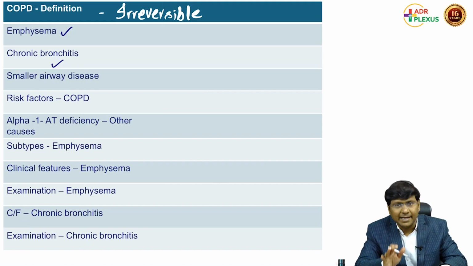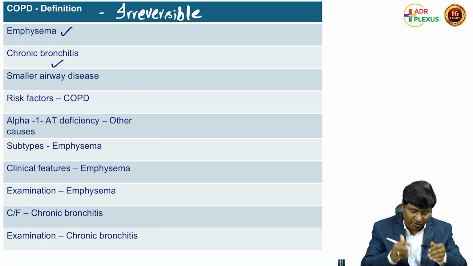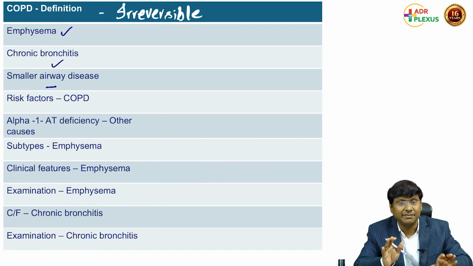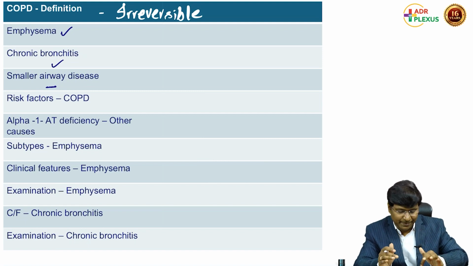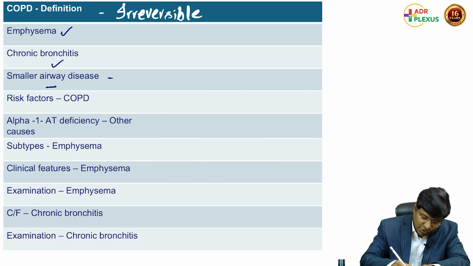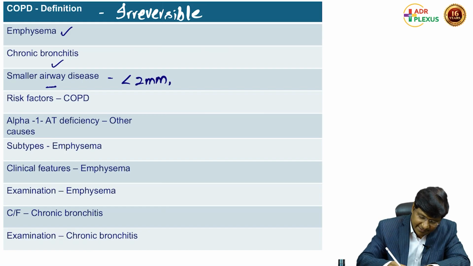Now you take the emphysema component first. But first of all, let me tell you, both your emphysema and chronic bronchitis, both of them, they are the smaller airway disease. The major site of obstruction in case of COPD will be in the smaller airways. Now what exactly is the definition of the smaller airways? Smaller airways are those where the internal diameter is less than 2 mm, right? And there is absence of the cartilage.